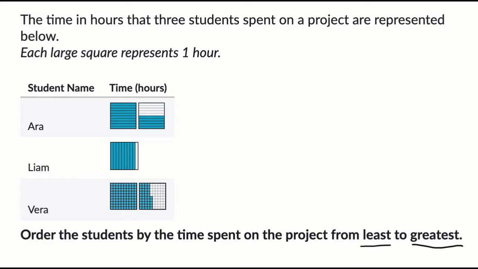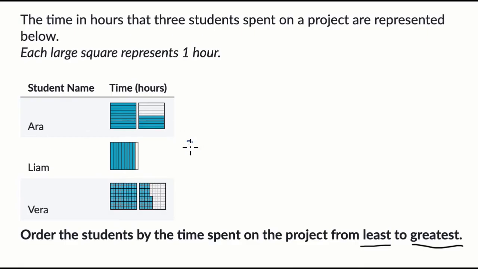So let's see who did the least. And this first block here, when we just visually look at it, we can immediately see that Ara and Vera did a whole hour, and then they did a little bit more, while Liam didn't even quite do a whole hour. If we were to write the amount of time that Liam spent, it looks like this whole is divided into tenths. There's 10 equal rectangles, and 9 of them are filled in. So this is 9 tenths.